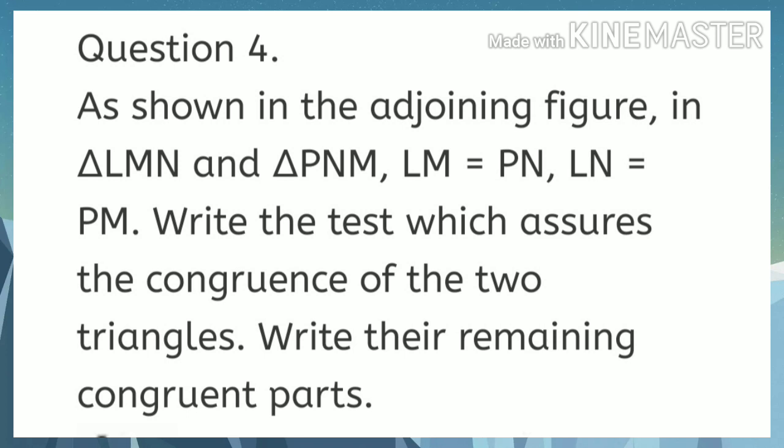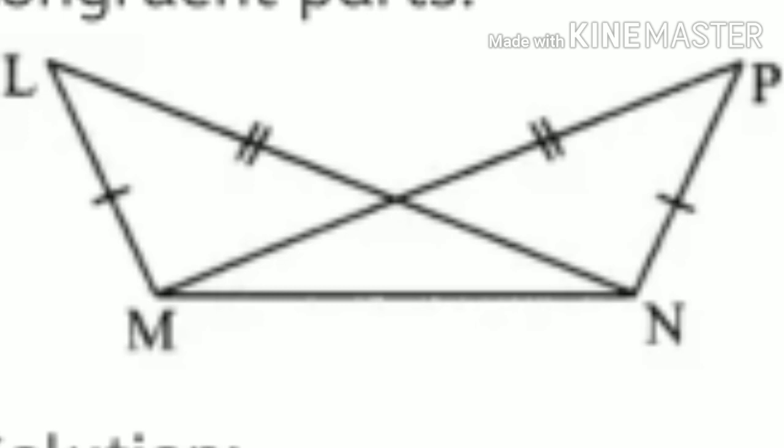Okay. So here the two triangles are LMN and PNM and two sides are given to you congruent, and you have to decide by which test these two triangles are congruent, and you have to write the remaining congruent parts of these two triangles. Observe the figure. The names of the triangles are given in the question. Write the name of the triangle. The triangles' names are triangle LMN and PNM.